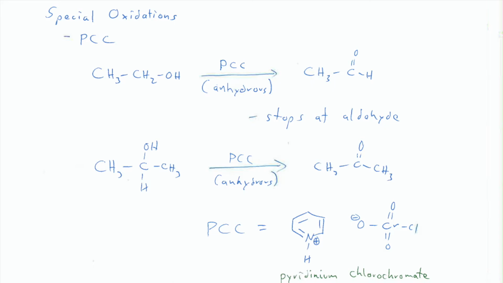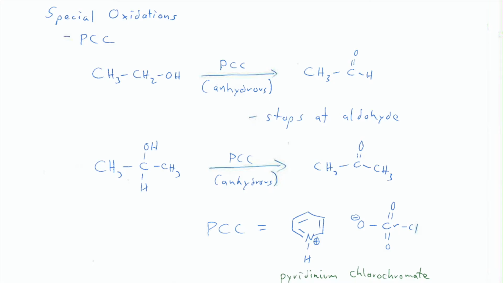attack and add across the carbon-oxygen pi bond and actually make a diol. And because that is an alcohol, it will actually oxidize again to the carboxylic acid. But as long as you keep it dry, it will in fact stop at that second oxidation state.